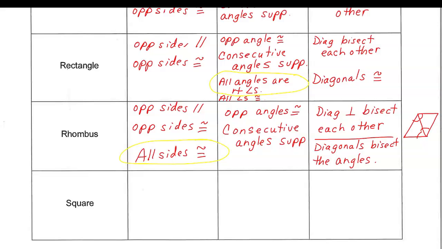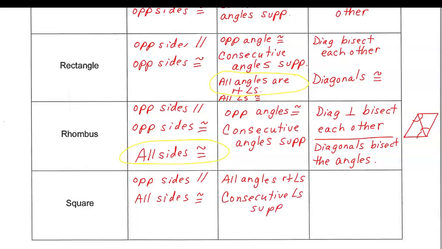On to a square. A square is going to carry all the properties of a rectangle and rhombus because a square is a rectangle and a rhombus. Opposite sides are parallel. All sides are congruent. All angles are right angles. Consecutive angles supplementary. And all angles congruent. Just like in a rhombus, the diagonals are perpendicular bisectors of each other.